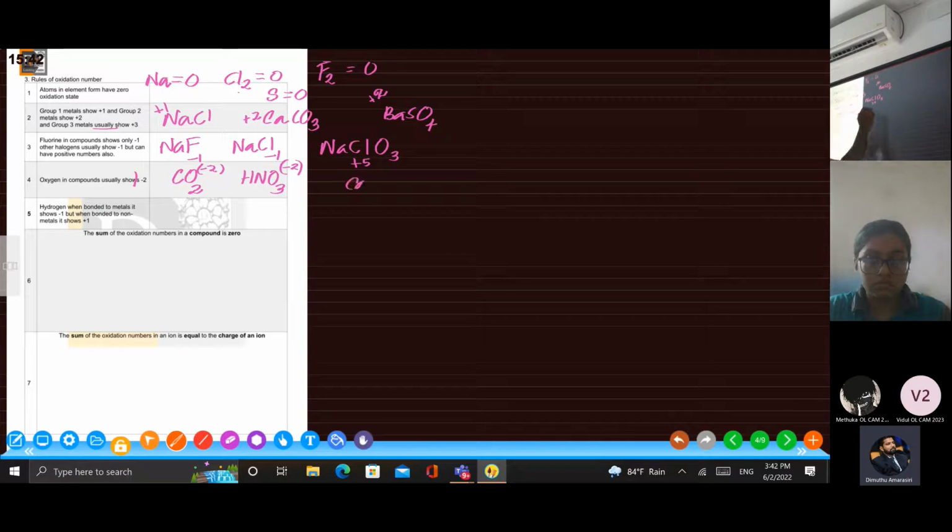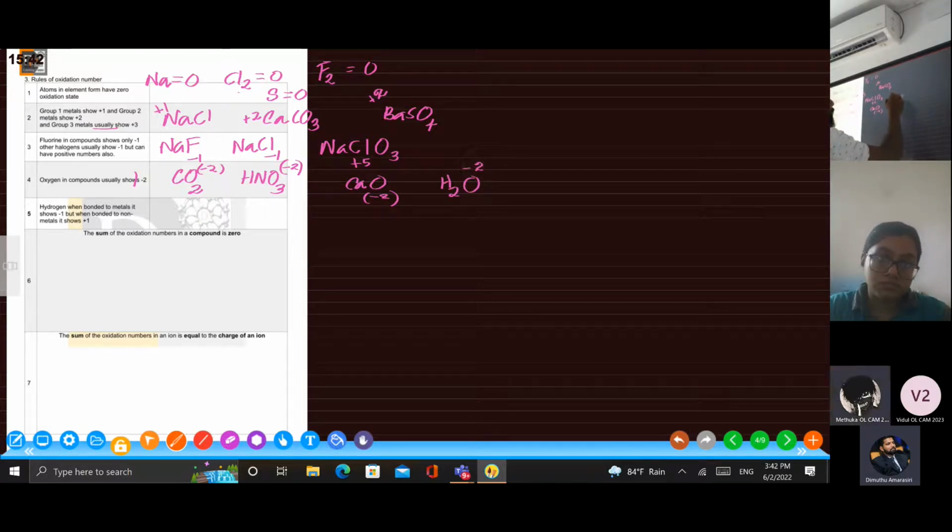Now we wrote 2 compounds. Let's say the ionic compound, calcium oxide. What is oxygen? -2. This is very easy, right? What about water? Water's oxygen is also -2 in oxidation state. Is that clear?